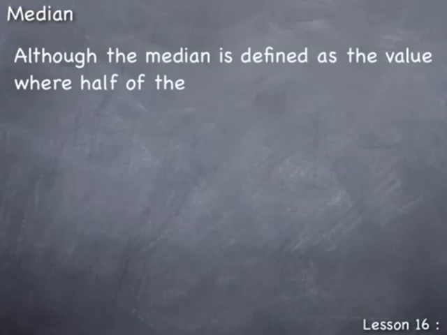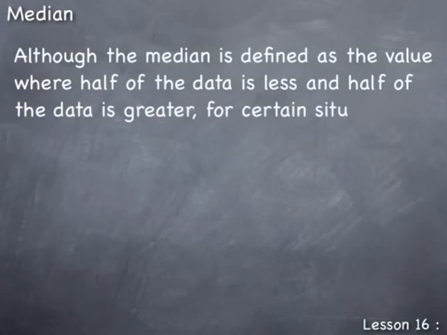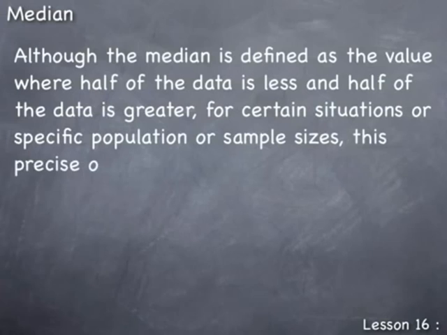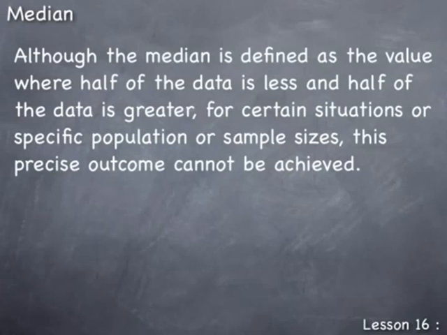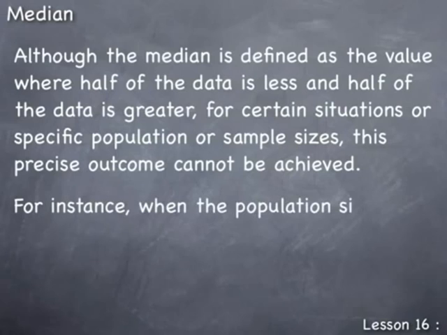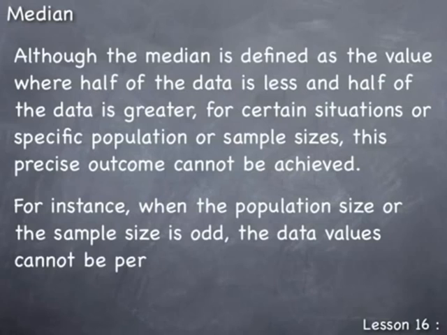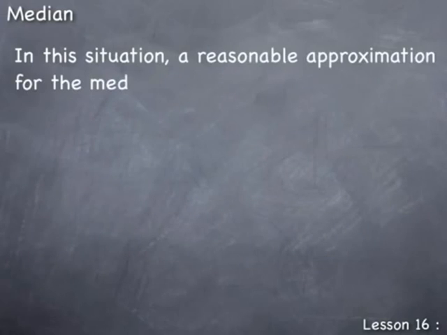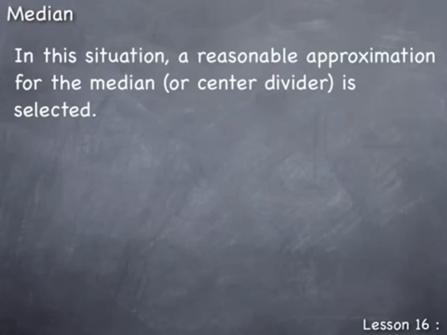Although the median is defined as the value where half of the data is less and half of the data is greater, for certain situations or specific population or sample sizes, this precise outcome cannot be achieved. For instance, when the population size or the sample size is odd, the data values cannot be perfectly divided in half. In this situation, a reasonable approximation for the median, or center divider, is selected.